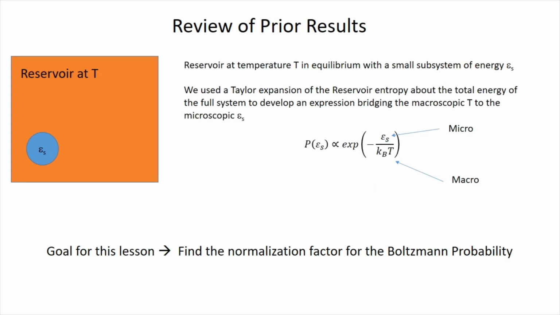So we developed the proportionality form of the Boltzmann probability, and the big deal about it was that we were able to connect the microscopic parameter E sub s associated with some small subsystem with a macroscopic parameter of a reservoir with which the subsystem is in thermal equilibrium. And so the goal for today is to find the normalization factor. That's going to give us the probability in complete form. And we're also going to start to develop how the normalization factor is useful and interesting just by itself, which is pretty surprising.